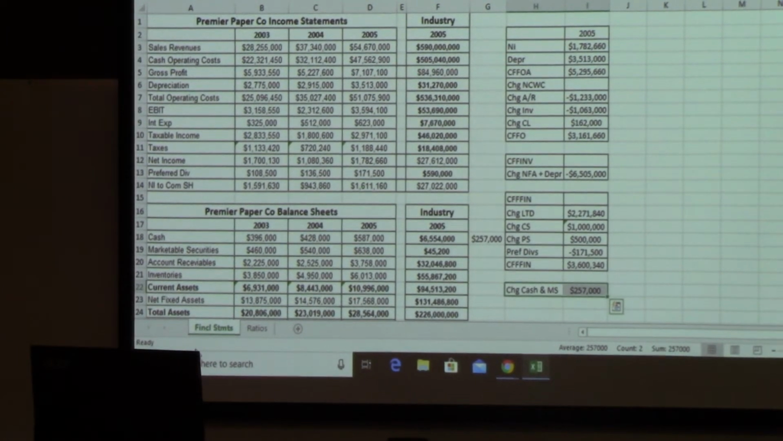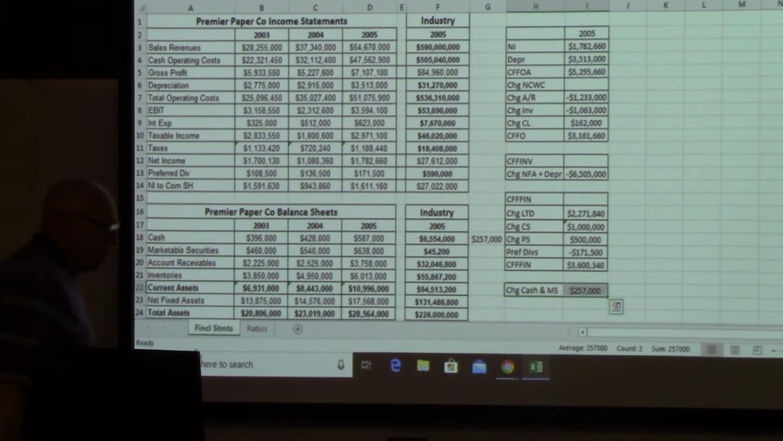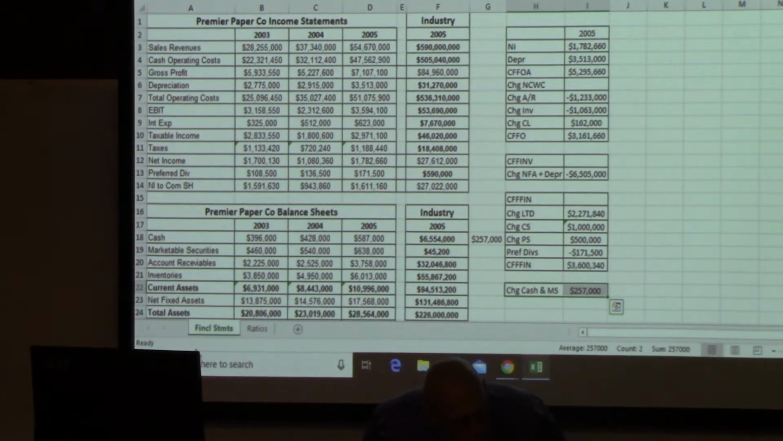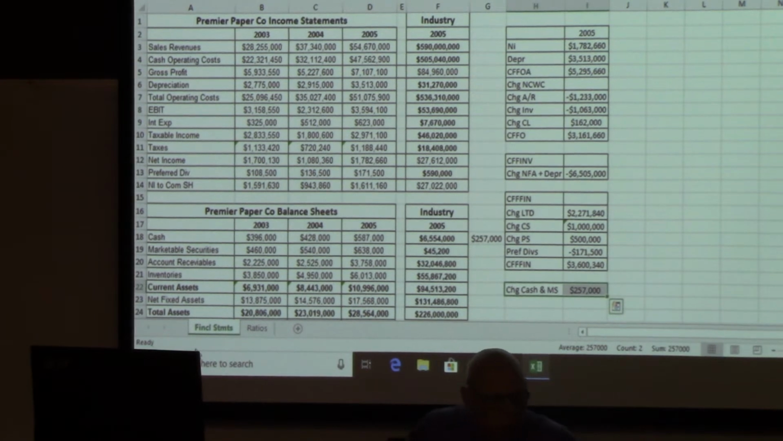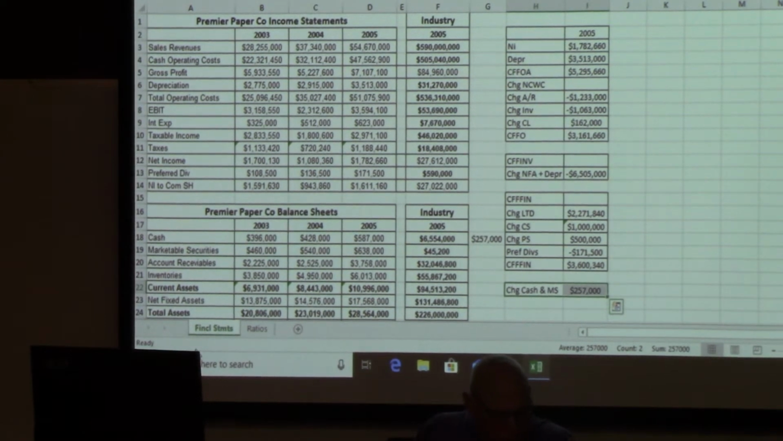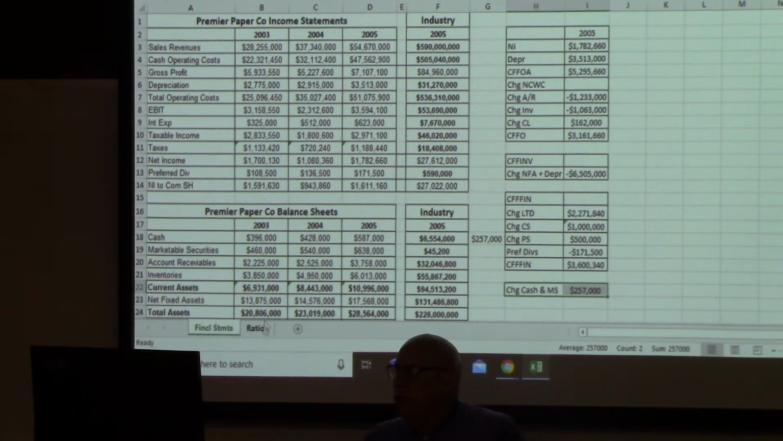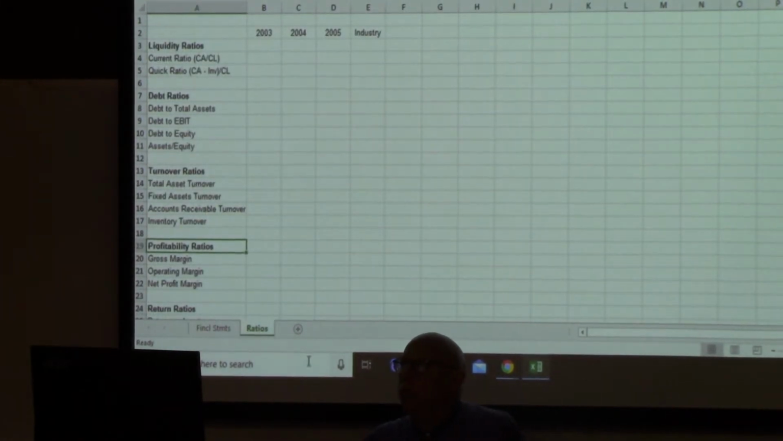Here we go. Let's move on to question 2. And question 2 involves doing some ratios. Analyze the firm's liquidity, leverage, turnover, and profitability. All right, so let's do that. So I created another worksheet called ratios. And here we have it.